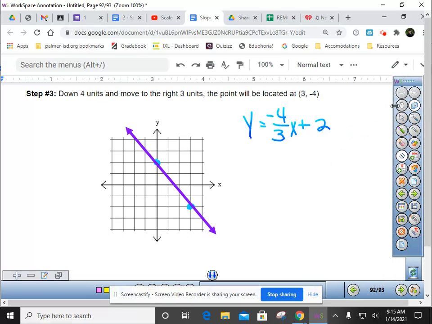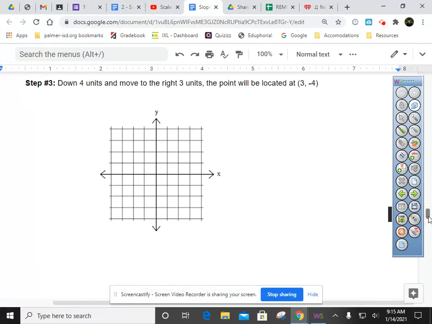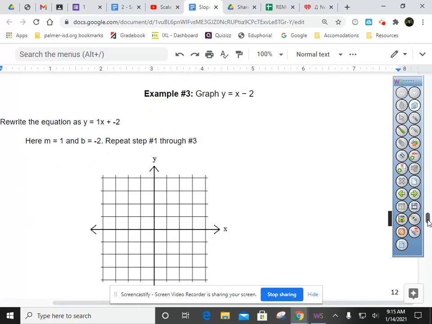Yes. You have just graphed a linear equation. Do you feel smarter? Because you are. Good. On down to the next one.